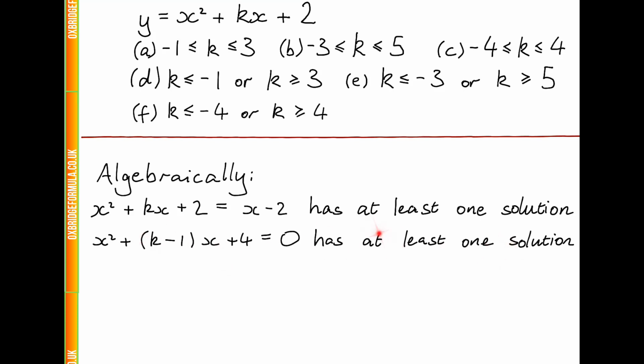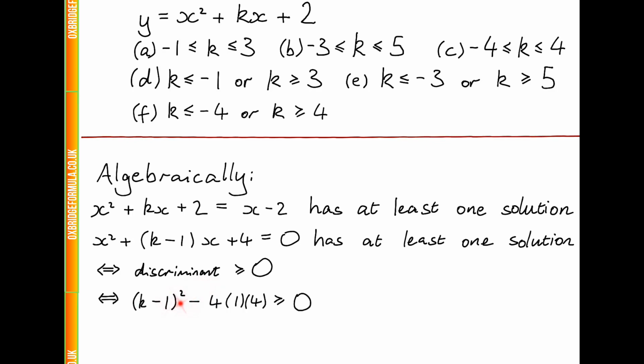Okay, well how can we solve a problem like this? Well, what we have is a quadratic expression, and we can relate the number of solutions to a quadratic expression to the discriminant, and in particular if a quadratic equation has at least one solution, then that tells us that we need to have the discriminant be greater than or equal to 0. But what is the discriminant? Well, the discriminant is this coefficient squared minus 4 times this coefficient times this coefficient. So we need to have (k minus 1) squared minus 4 times 1 times 4 greater than or equal to 0.